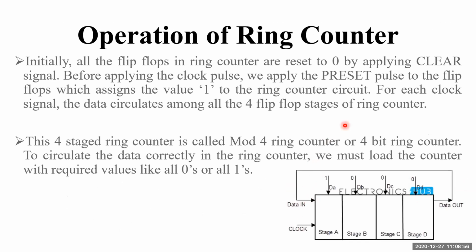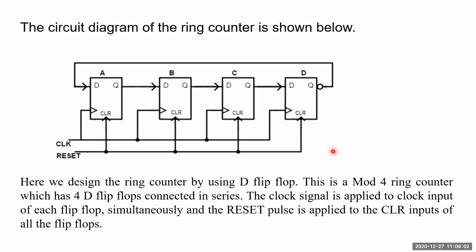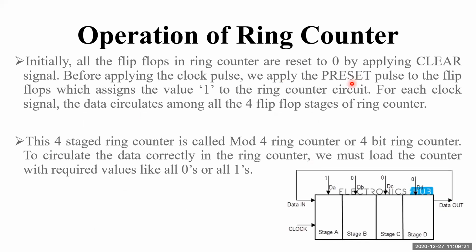0. How, sir? See, I was talking about the preset pulse. What happens here? Whenever you apply a reset, all the clear buttons will make the flip-flops become 0. They will be cleared. On the reset, the outputs will be 0, 0, 0, 0. Now, after the reset, what you'll be doing? We'll be applying a preset pulse.